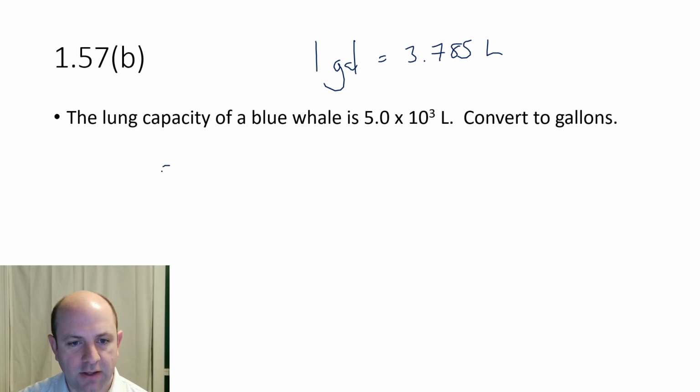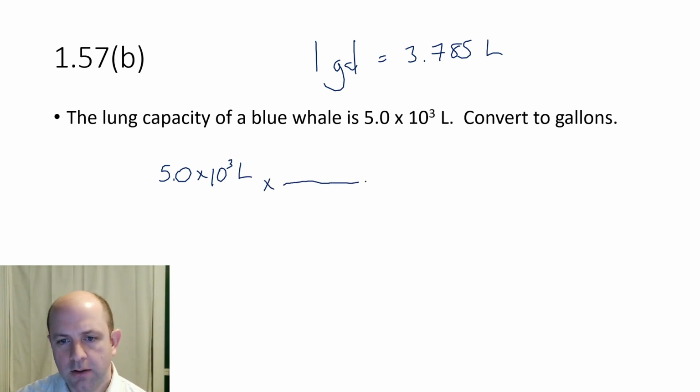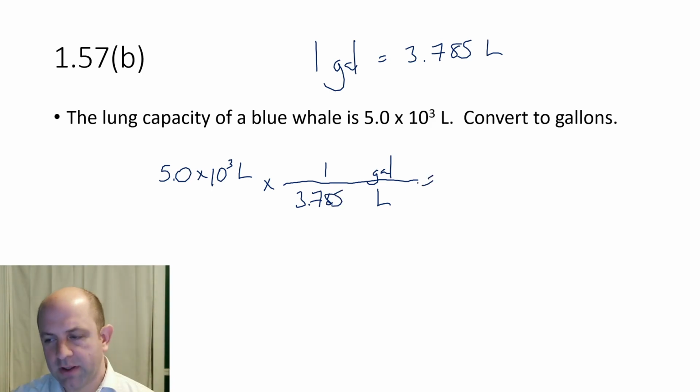Using our standard dimensional analysis setup, as we talk about in the class, we will start with the given, so 5.0 times 10 to the third liters. We will then multiply by a fraction. The unit that we were given will go on the bottom so that it cancels out. The unit that we want will go on top, so that's what we end up with. And then we put in our conversion. So we said, okay, 1 gallon is 3.785 liters.